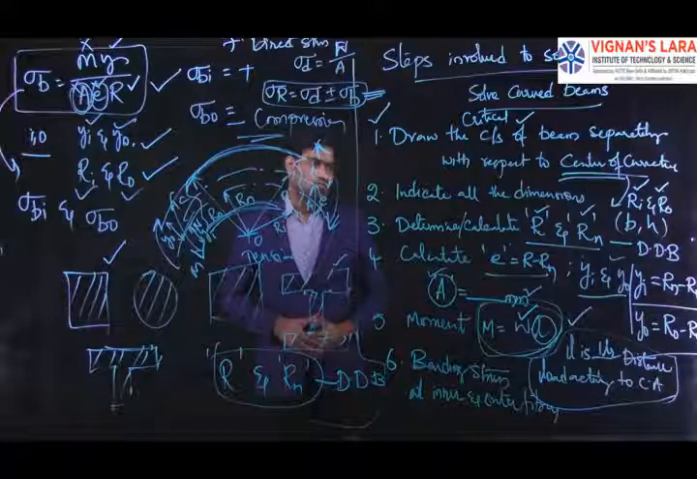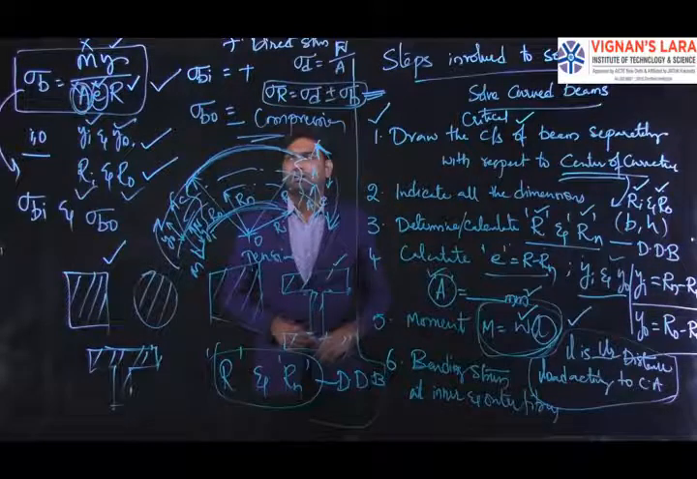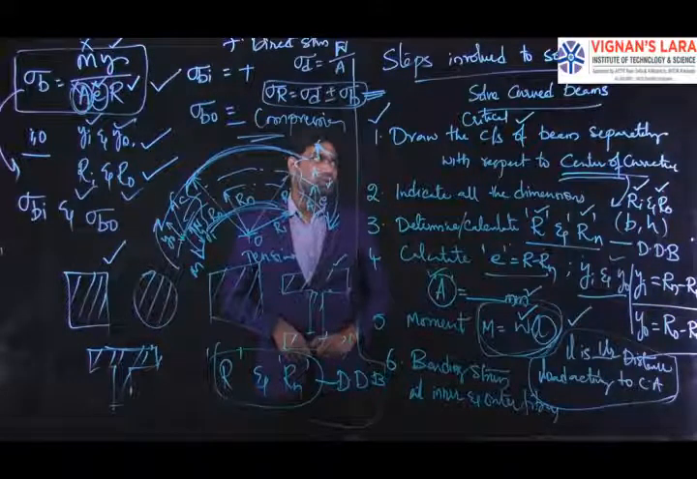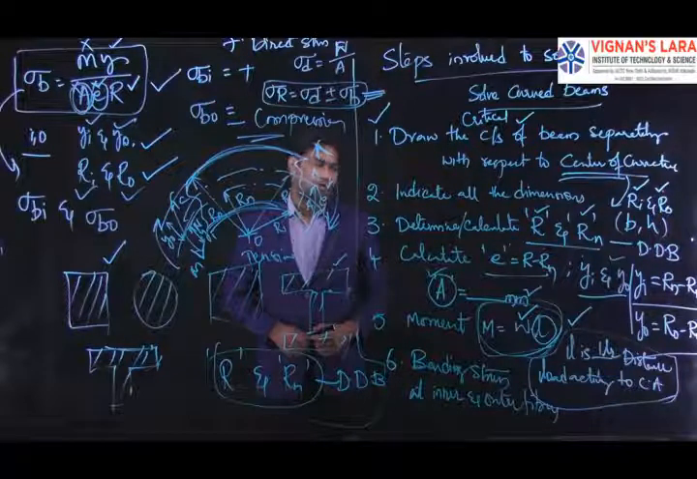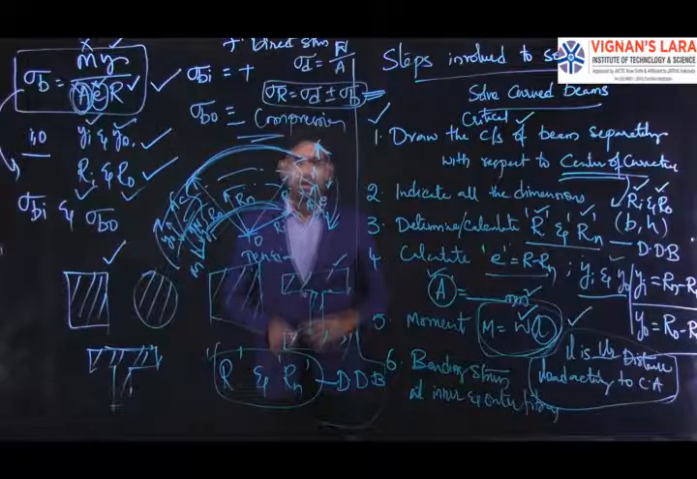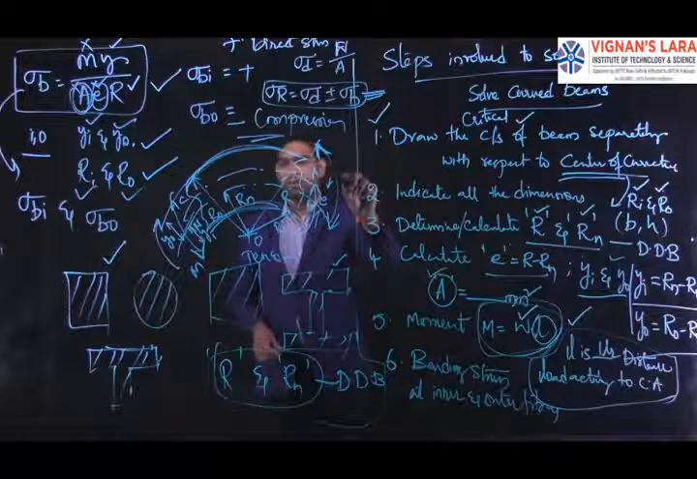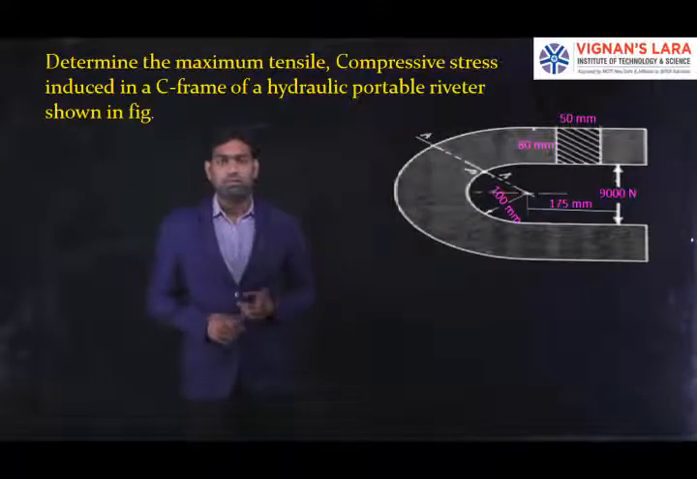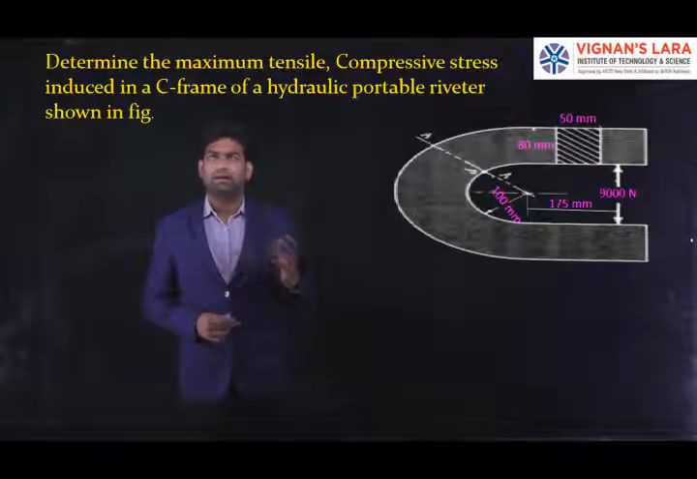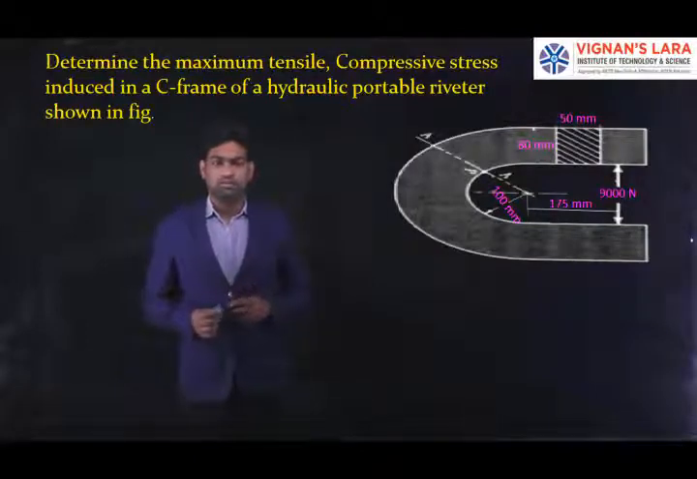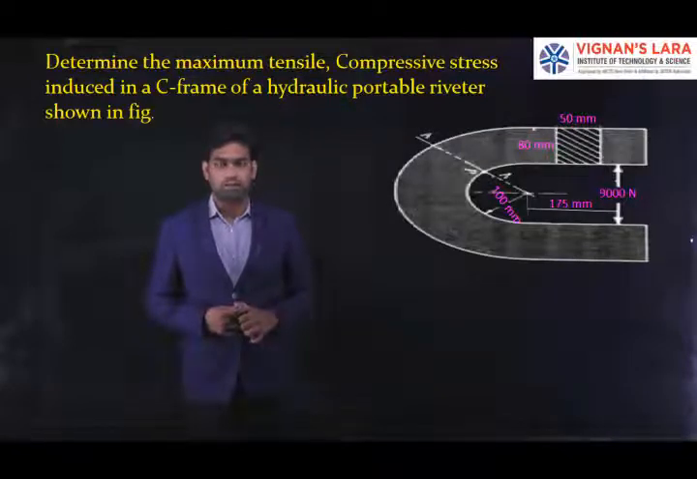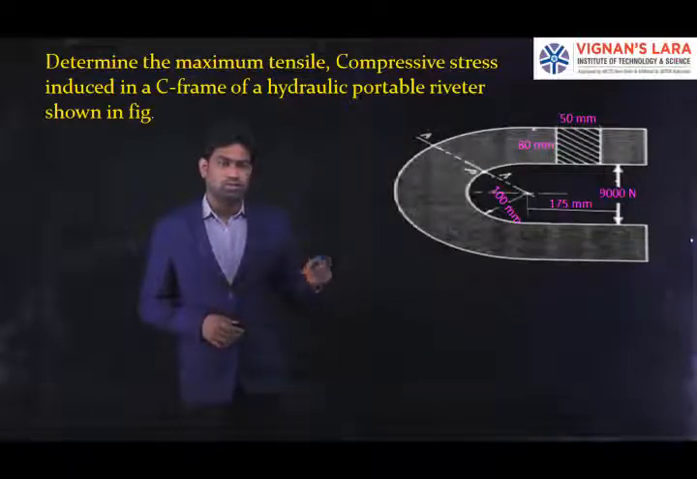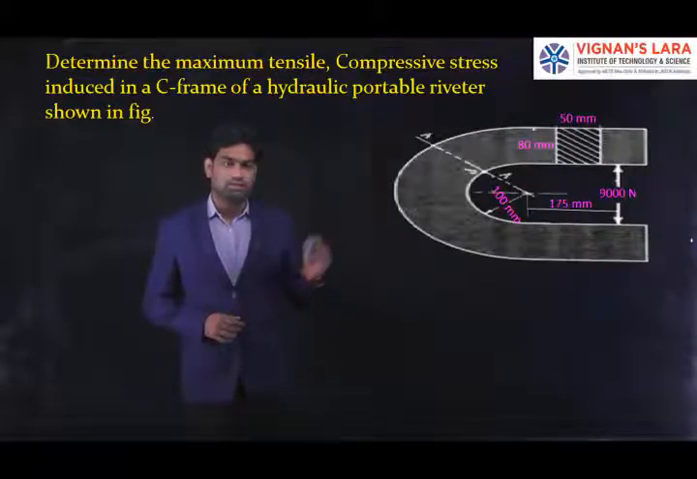Clear? So let us see some example problems, on how to solve a curved beam problem, taking a simple C frame under the application of load, similar to a bending moment acting upwards. Clear? The example problem here: determine the maximum tensile and compressive stresses induced in the C frame, which is used for a hydraulic portable riveting machine. If you observe the cross section, it is a rectangular cross section, indicated there.